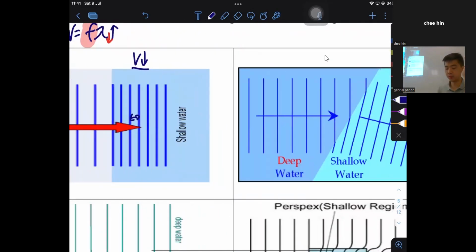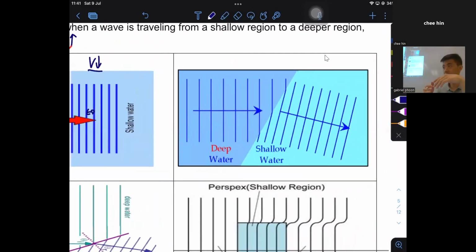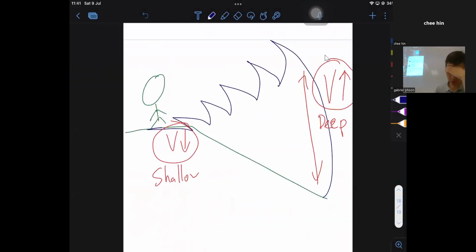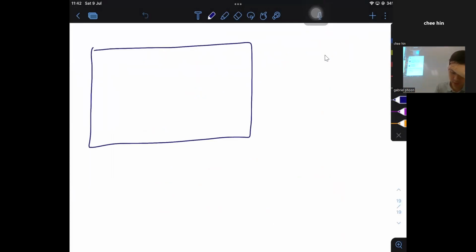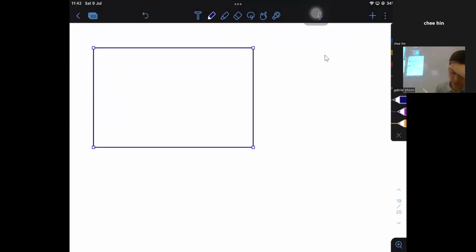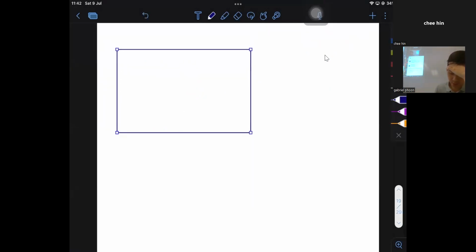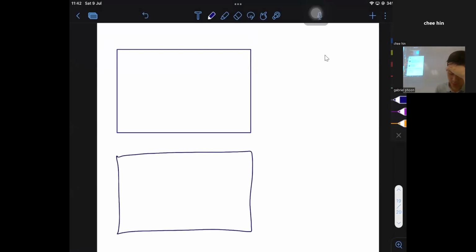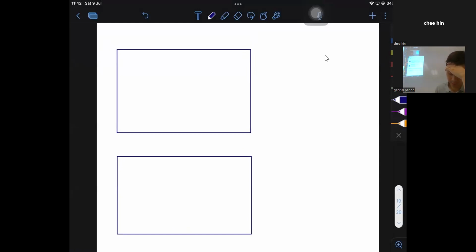the next part is the more realistic one. This part here is actually what your IGCSEs like to ask you. So how will they structure the question? They'll say something like this. Let me try to draw it as nicely as possible. So we have a square here. Then we have a square.